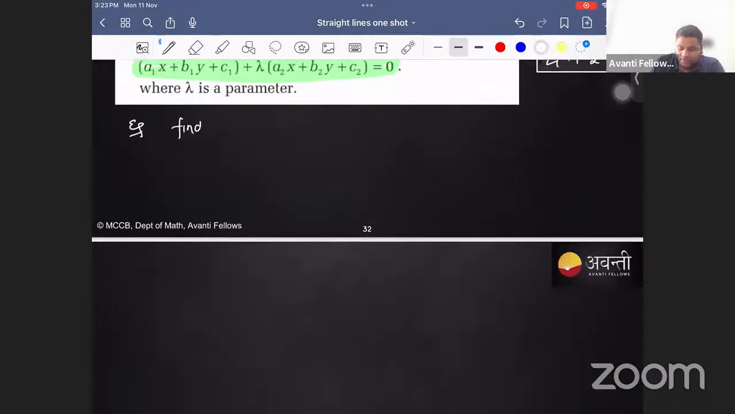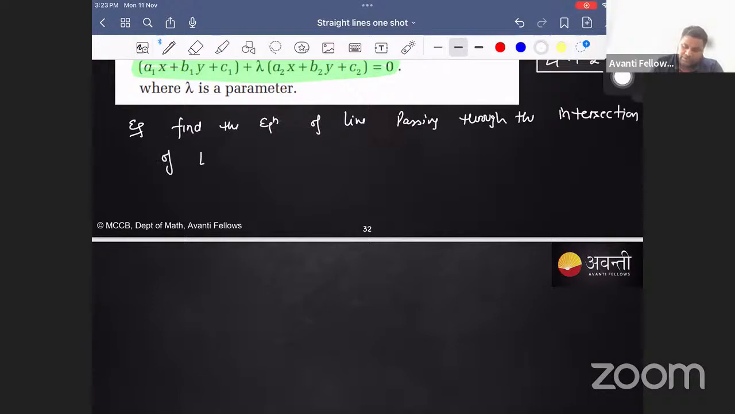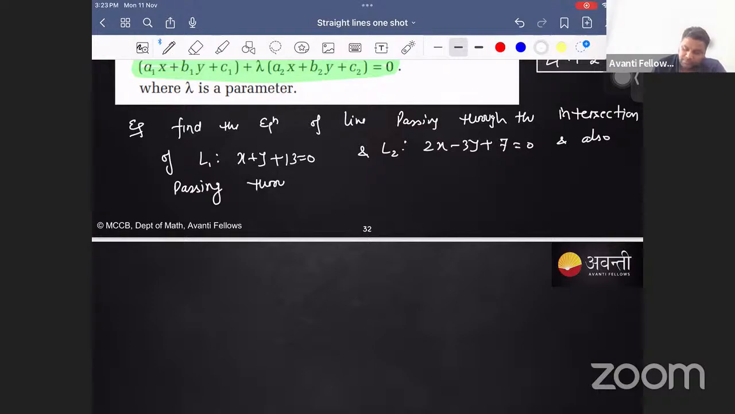For example, if I take a question: find the equation of line passing through the intersection of L1, that is x plus y plus 13 equals to 0, and L2, 2x minus 3y plus 7 equal to 0, and also passing through the origin.